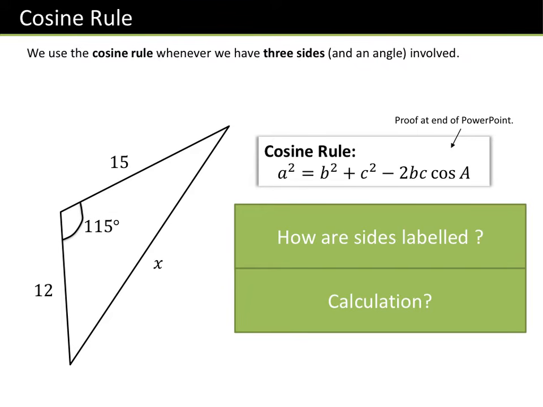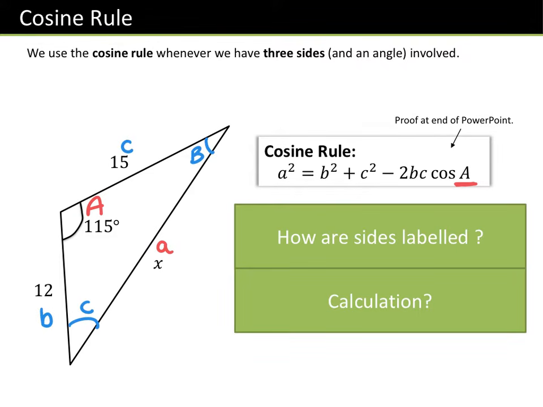We label angles in capital letters and we label sides in lowercase letters. Because it said cos a here, we know that this is angle A. Opposite angle A is always going to be our side A, which we write in lowercase, little a. Then the other two sides, it doesn't matter. If this is angle B, this is the side, little b. If this is angle C, opposite C is the side, little c.